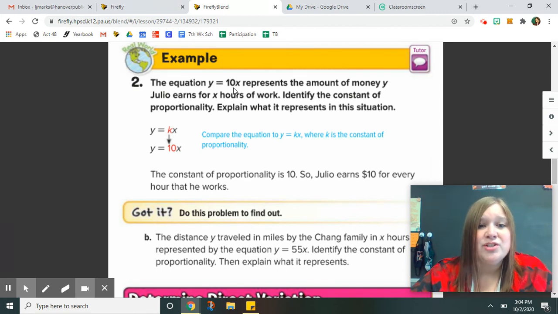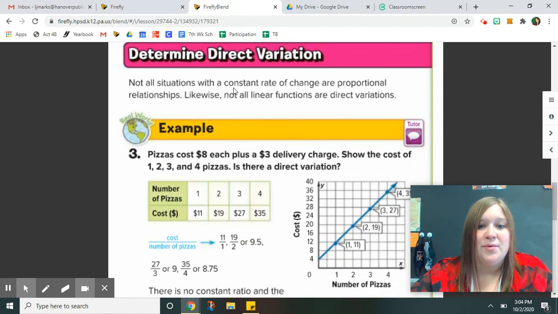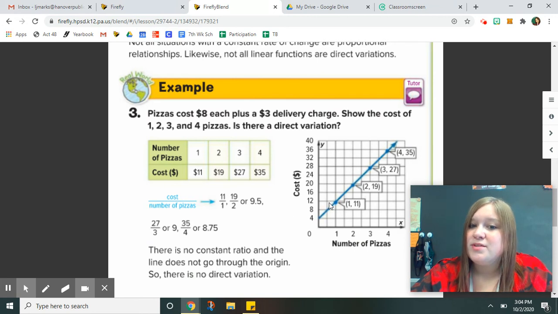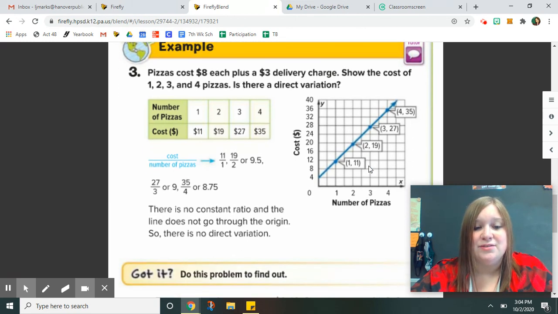Hopefully this makes sense for you. Let me know if you have questions. Email me as needed, okay? Remember, we're using those steps. We're using those stairs. How far up, how far over, and create that constant rate of change.